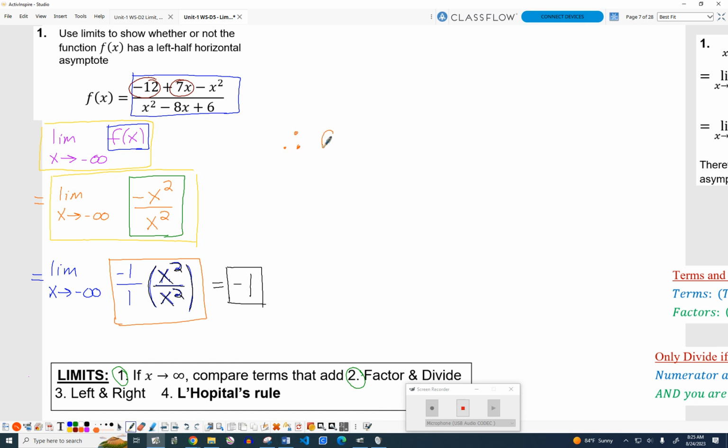f of x has a left half horizontal asymptote. And now be sure you don't write x. The horizontal asymptote is specified with y equal, not x.